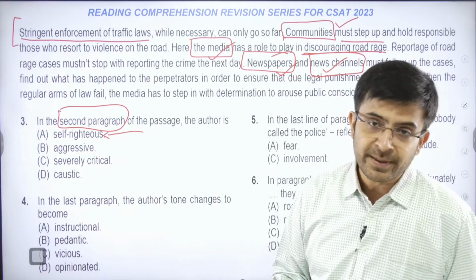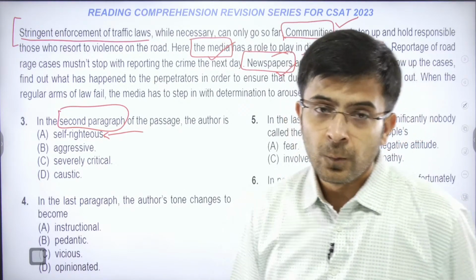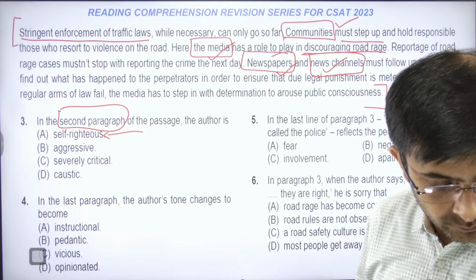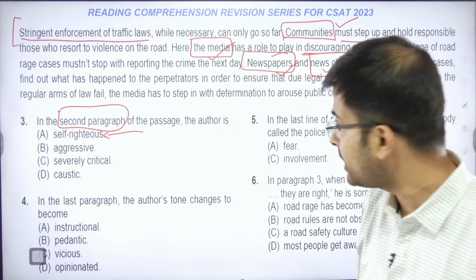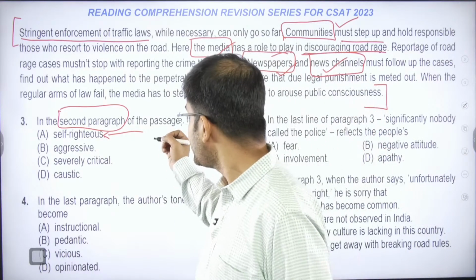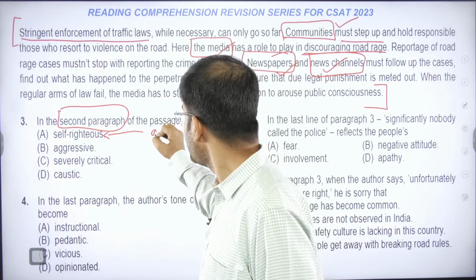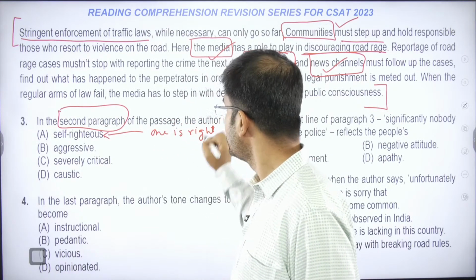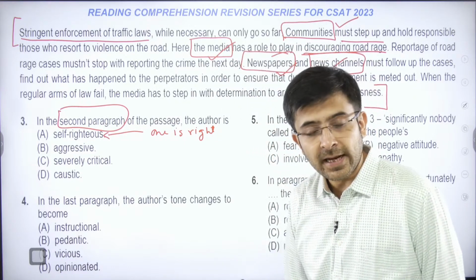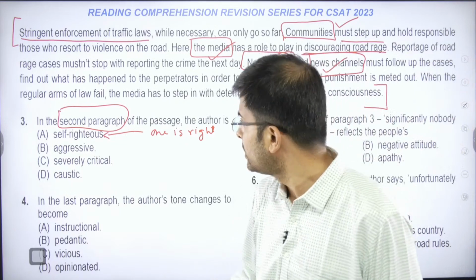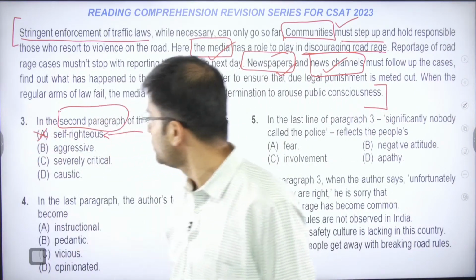What would self-righteous mean, guys? What is righteous behavior? Righteous behavior is the feeling that one is right. Okay? One is right. That is righteous behavior. The author is not claiming to be the only one who is right here. So this we can negate out.